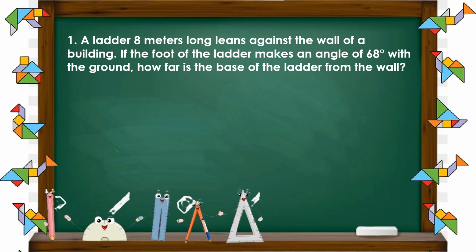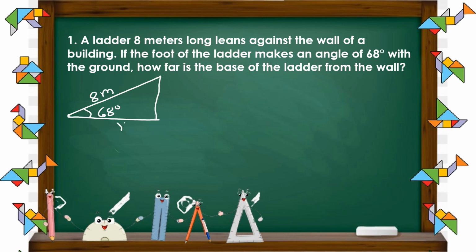So we have here a problem, a ladder problem. A ladder 8 meters long leans against a wall of a building. So let's illustrate that one. We have here a ladder 8 meters long, leaning against the wall. If the foot of the ladder makes an angle of 68 degrees on the wall, how far is the base of the ladder from the wall?